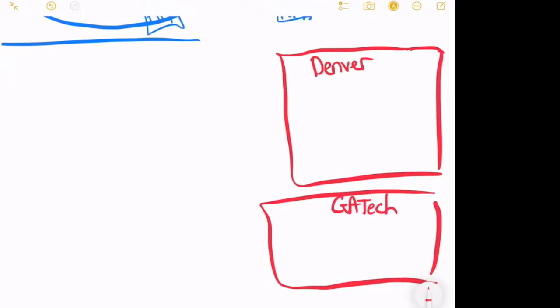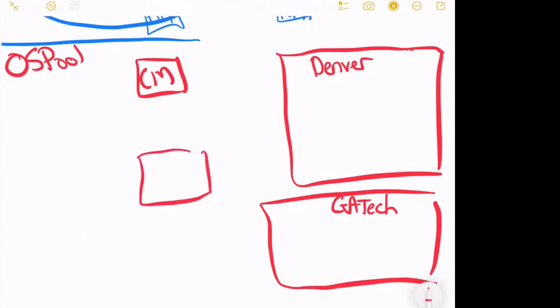So we have our central manager for the OS pool. And then we need a component that goes out and talks to all these different points to allocate the resources. So within the OSG, you can see us call these factories. People that are really good with drawing, which I'm not, draw smokestacks or something like this, which is probably not very environmentally friendly if you think about it. But our factories somehow have to talk to Denver and somehow have to talk to Georgia Tech.